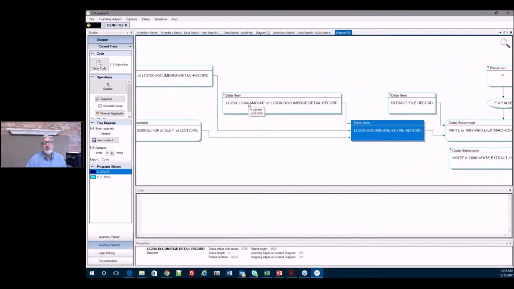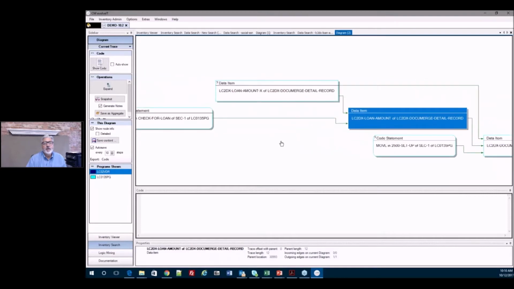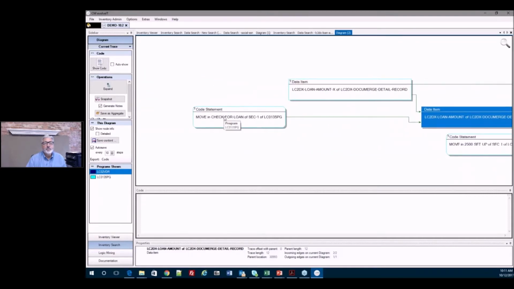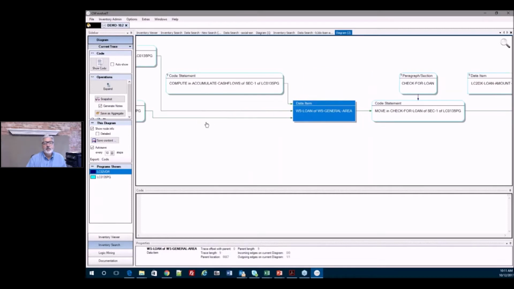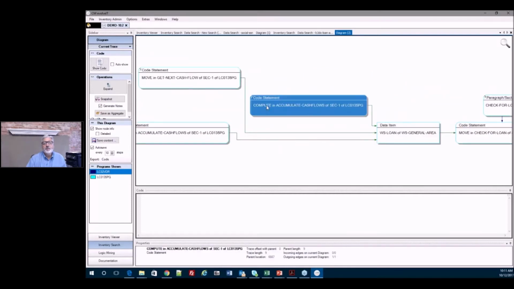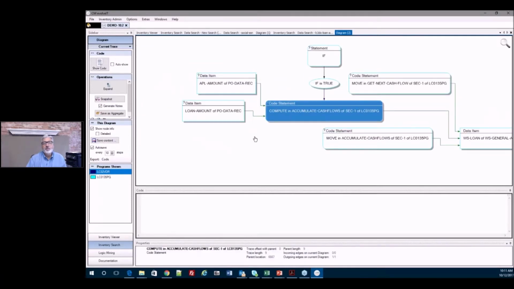Again, we've got loan amount, so we'll continue on the loan amount path, and we see that the data is moved into loan amount. Again, we're tracing backwards, so we're understanding where this data comes from. And so we're seeing each step of the code path and how it defines this data. Now we found something really interesting.